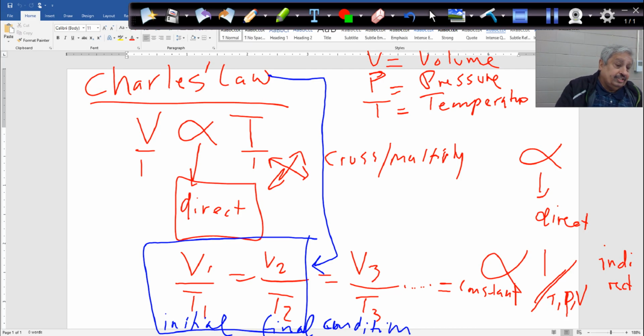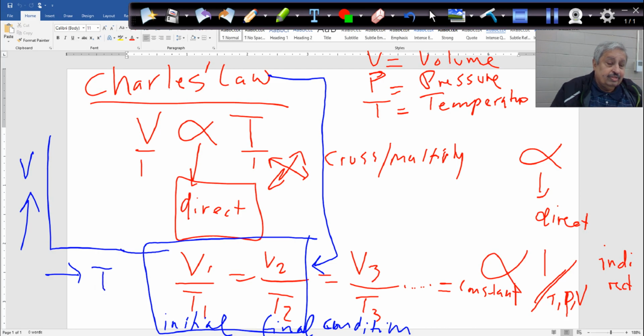Out of this relationship, I can put a graph. The volume is here, the temperature is here. The graph will look like this, so it is what? Linear, correct? It is linear. So this is Charles' law. Any questions so far? Any question? No question?